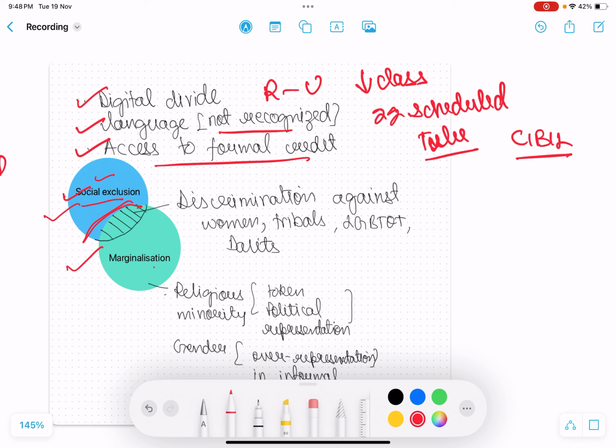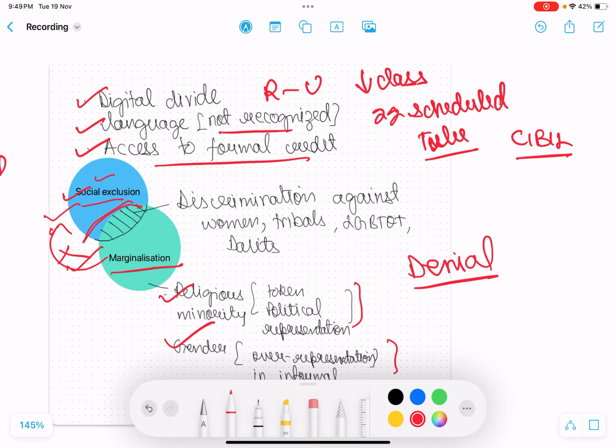Then we'll take a look at marginalization, which is not social exclusion, right? We may find that religious minorities may have token political representation, as we took an example before. That's not social exclusion because this is not complete denial. They are part of the structure, but their influence is less. Similarly, we took a gender example, right?